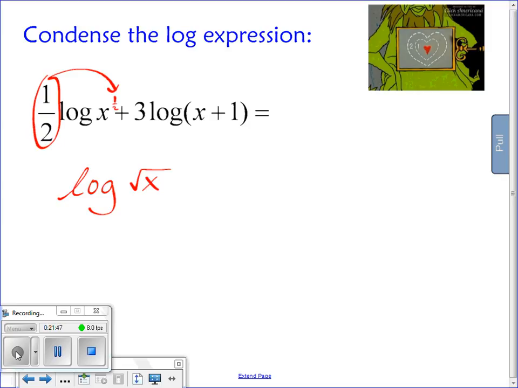All right. What's the plus mean? You're going to multiply. Where does this go? That's an exponent. Nope. And I'm done. And that's it.